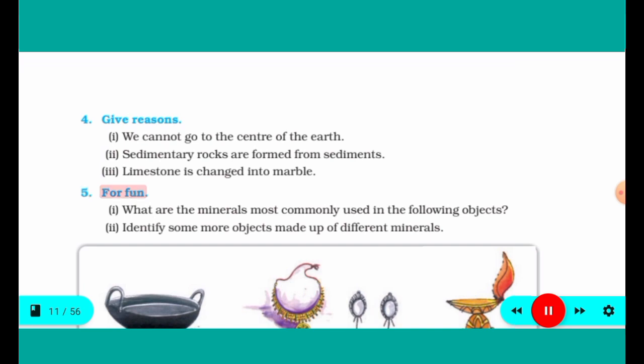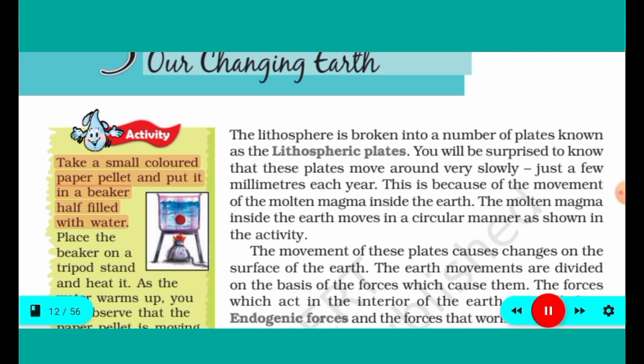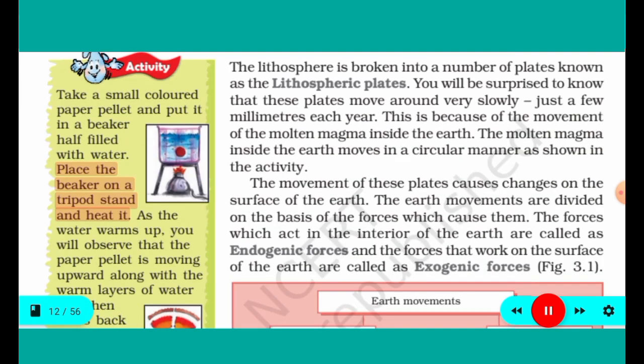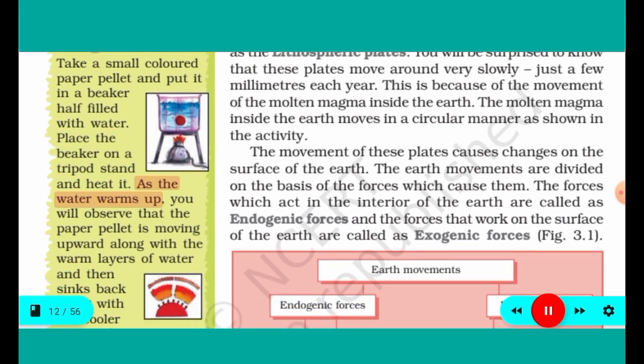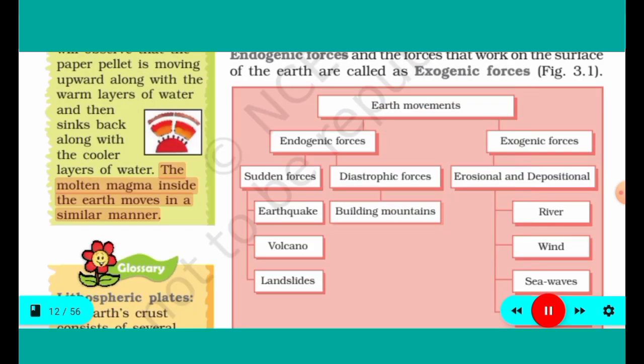5. For fun. Take a small colored paper pellet and put it in a beaker half filled with water. Place the beaker on a tripod stand and heat it. As the water warms up, you will observe that the paper pellet is moving upward along with the warm layers of water and then sinks back along with the cooler layers of water. The molten magma inside the Earth moves in a similar manner.